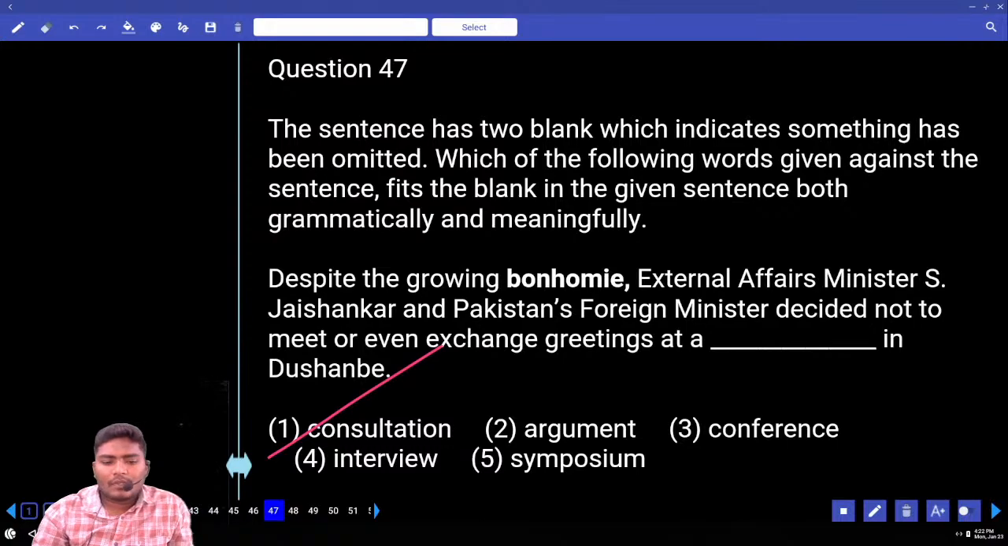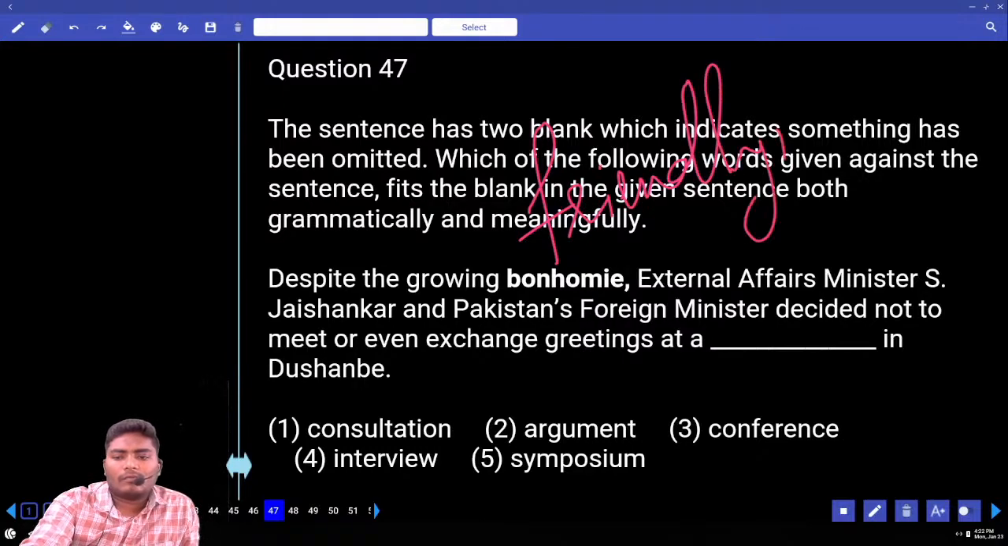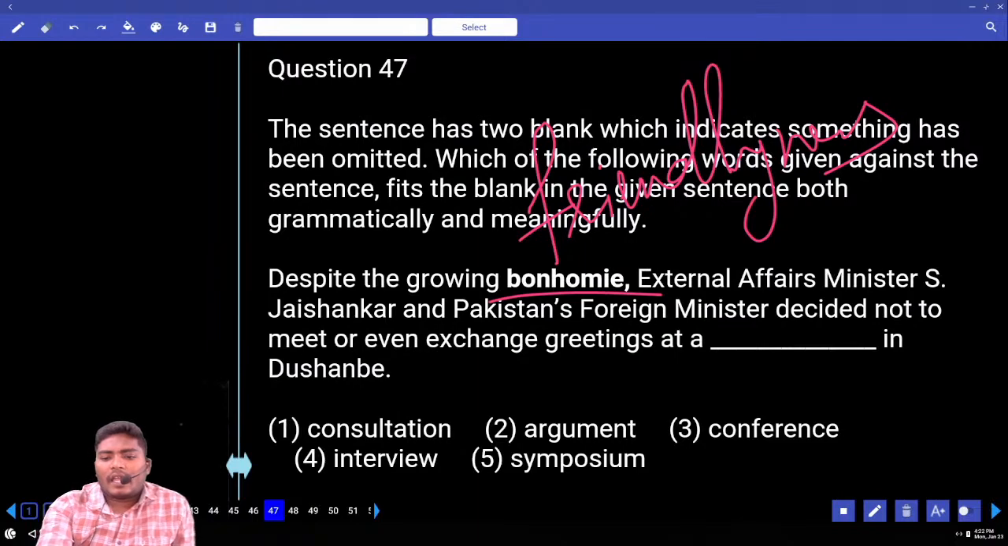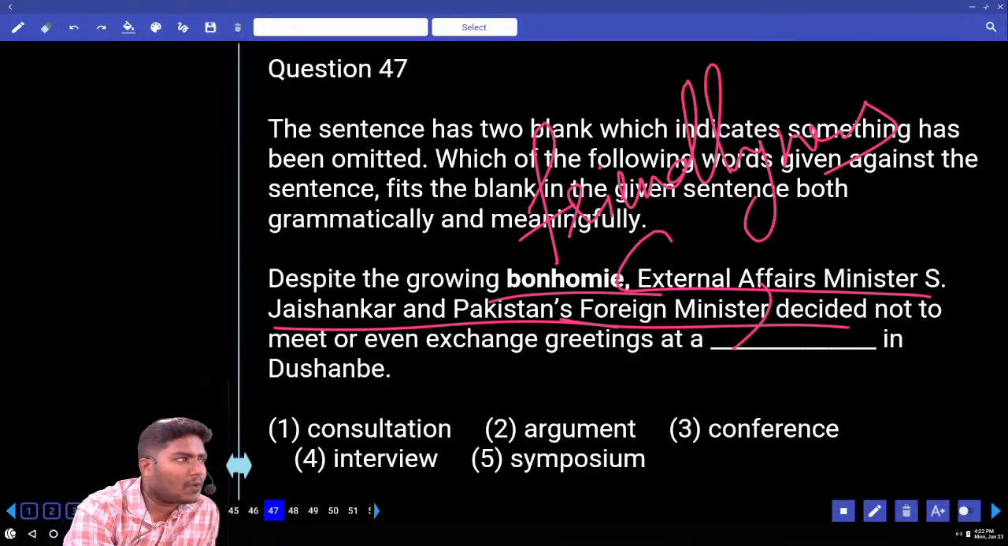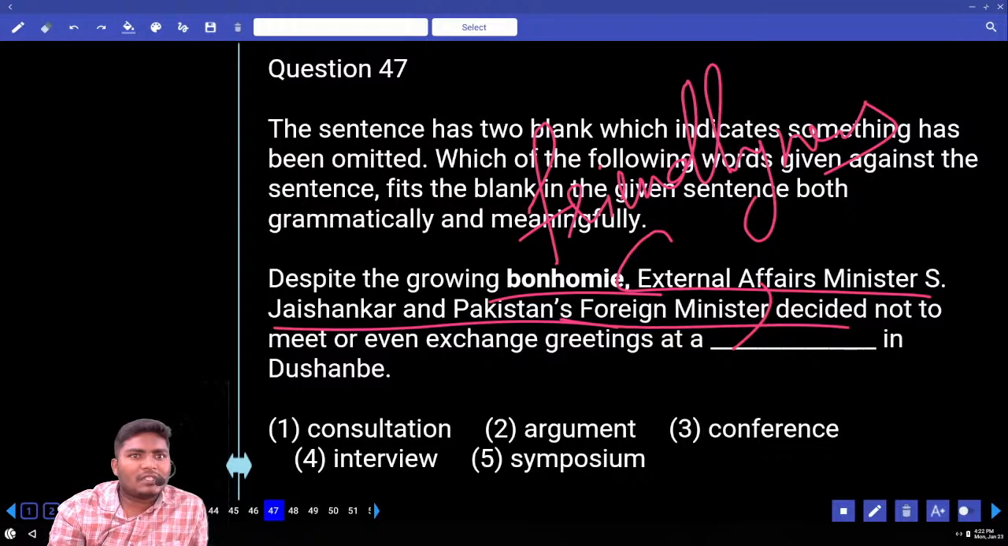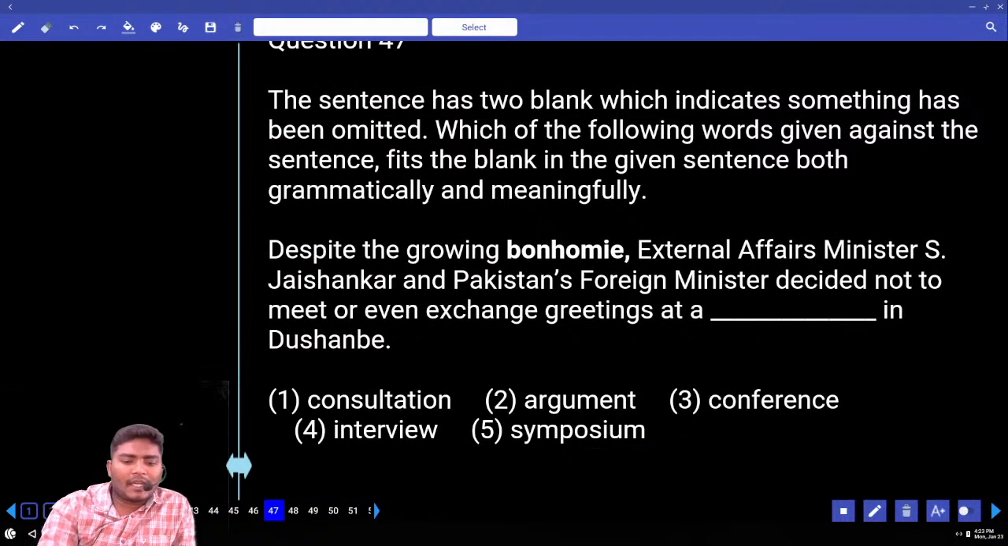Move to 47. Despite the growing bonhomie, which is nothing but friendliness. This is a French word. External Affairs Minister Jaishankar and Pakistan's Foreign Minister. Now, what is the context? Which context are we speaking about? This is political relations, that is international politics. Okay. Now in the blank, before the blank we have one indicator. What is that indicator here? A. After A, how many options can be eliminated based on A? How many options can we eliminate?